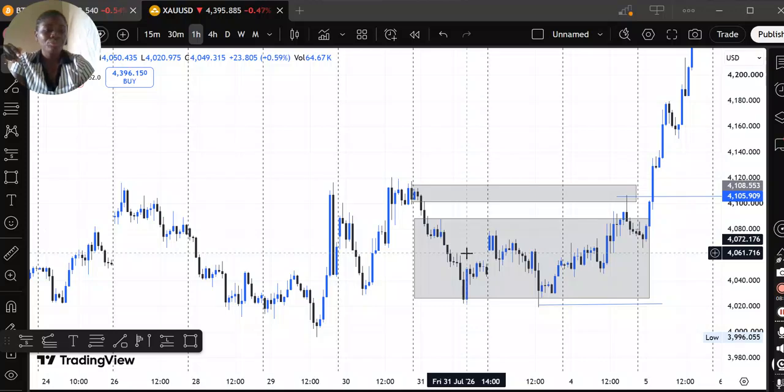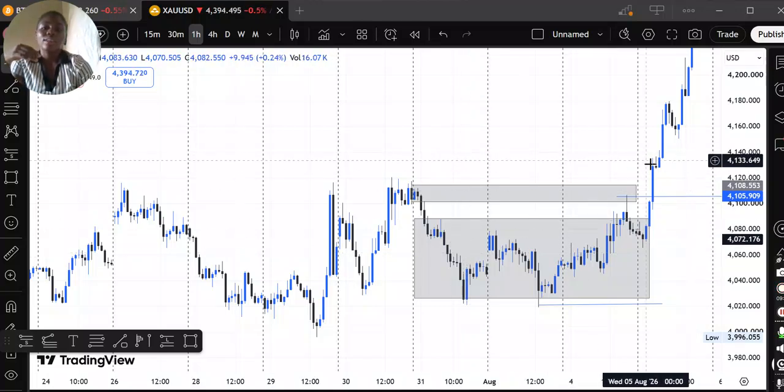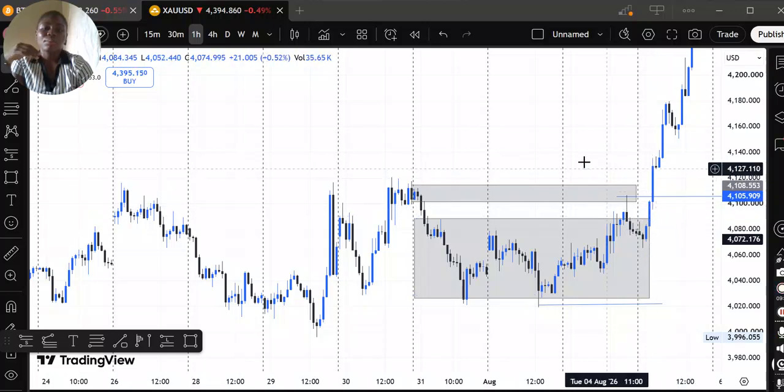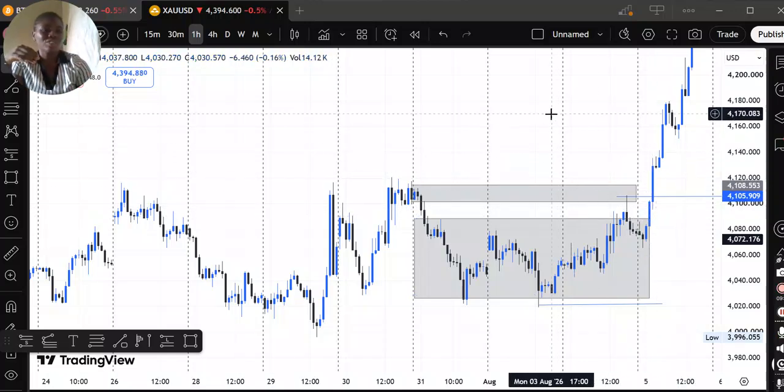So an inversion fair value gap occurs when a fair value gap fails to hold its original role and subsequently becomes relevant to the opposite direction. So when you have a fair value gap and then price gets to that fair value gap and then it creates another fair value gap at the fair value gap. Do you understand? So instead of price going to fill the imbalance at the present fair value gap, it gets to that imbalance and then creates another imbalance there. That's an inversion fair value gap.